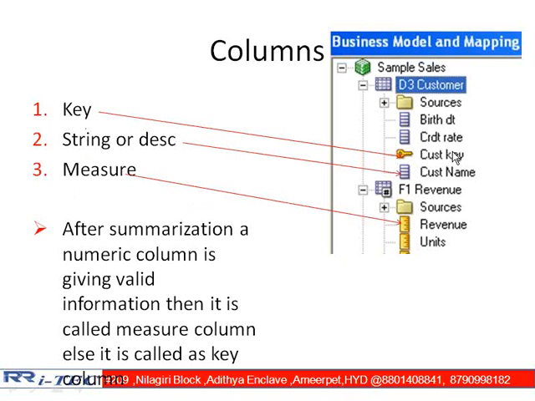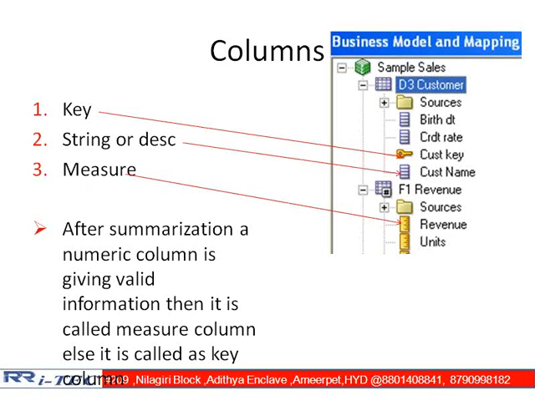That is denoted in our OBIEE with the key symbol. The second column is called a string column or descriptive column, which is denoted in OBIEE with this symbol. The third column is called a measure column, and that is defined with this symbol. So totally, how many types of columns do we have, sir? Three types of columns are there.